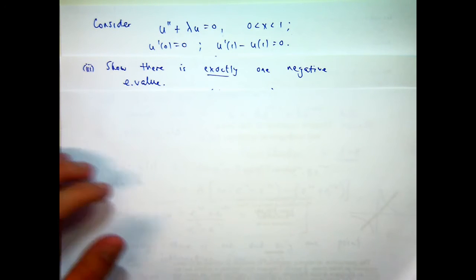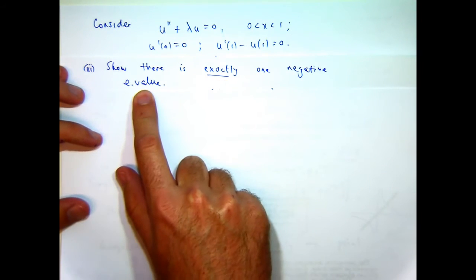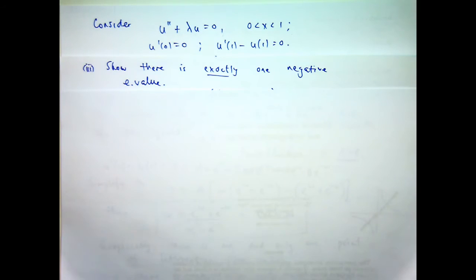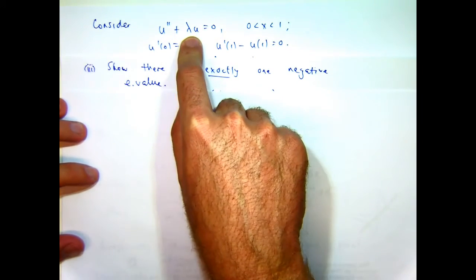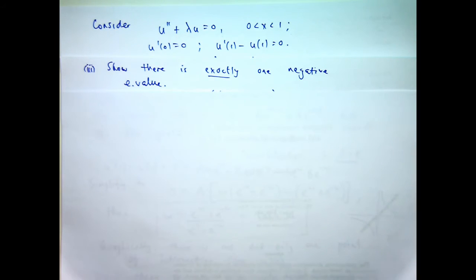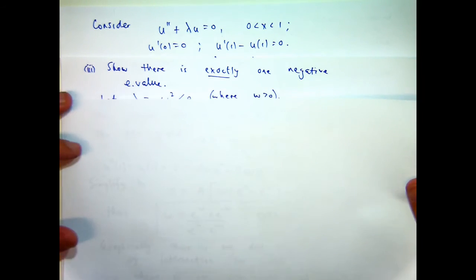In this part of the question, we're asked to show that the problem has exactly one negative eigenvalue. So what we are asked to do here is to show that there's one and only one negative value of lambda such that the boundary value problem has a non-trivial solution. I prepared this solution earlier, so let me just step you through it.